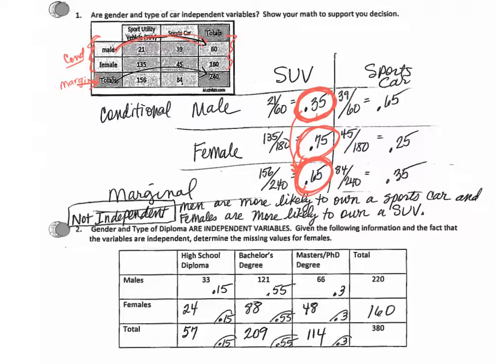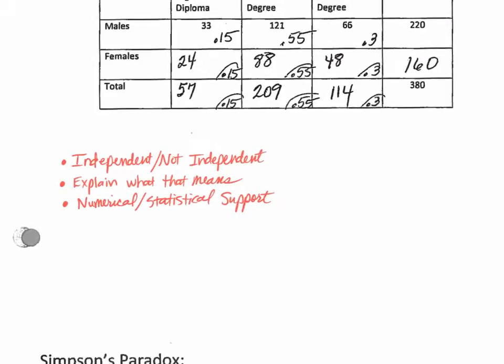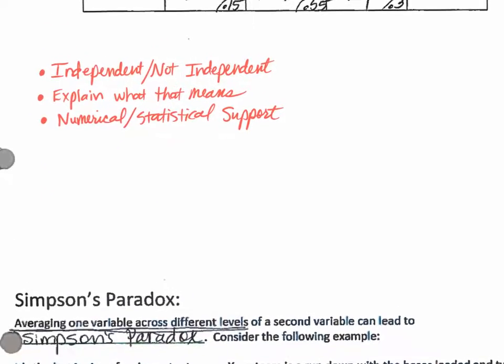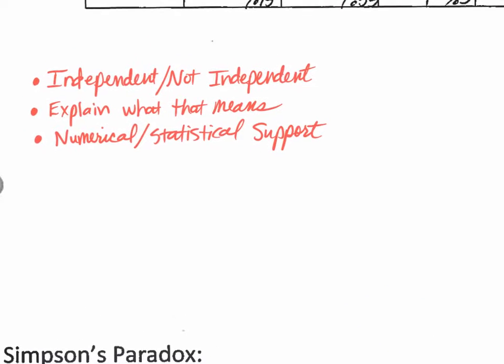So here are the three things I want you to include in a perfect write-up. First, I want you to tell me if it's independent or not independent. In this case, were the gender and type of car independent or not independent? Not independent. And we're going to explain what that means. If you need a sentence starter for that, you can use the one in the song, which says the fact that you are one thing does or does not change the rate.